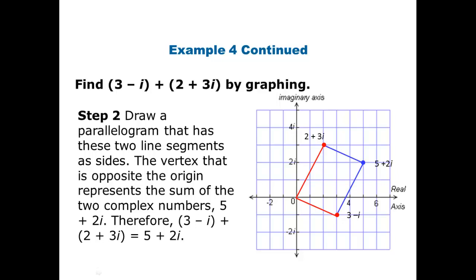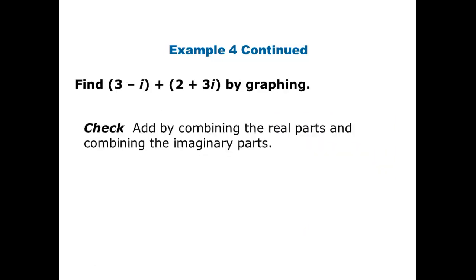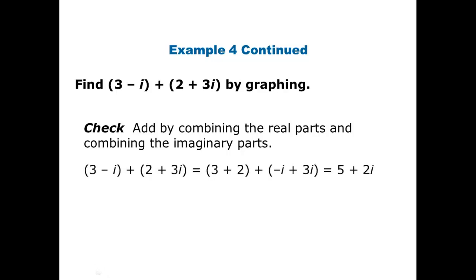Okay, and the intersection of those points is the sum. So right here is 5 plus 2i, and there's our answer, 5 plus 2i. Alright, and if we check this answer just by simply adding like we did in the previous examples, we add the real parts, we add the imaginary parts, we should get the same answer, because we're adding the same two parts, whether we do it algebraically or by graphing.